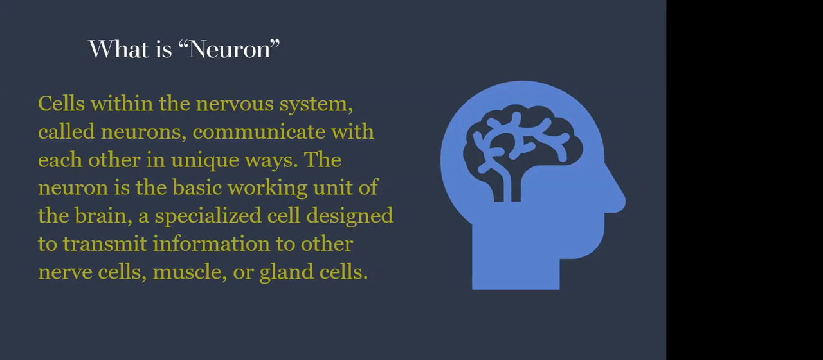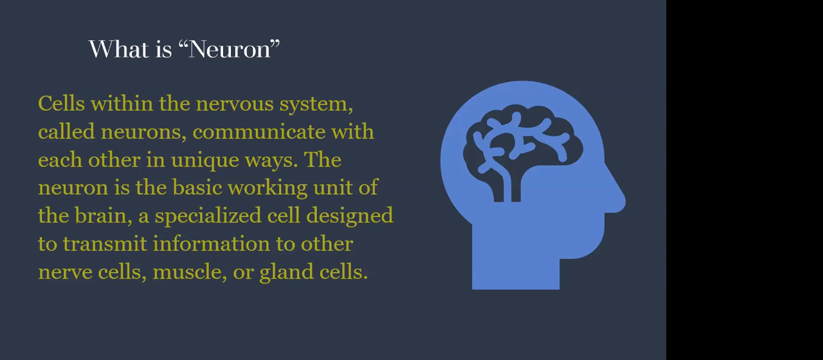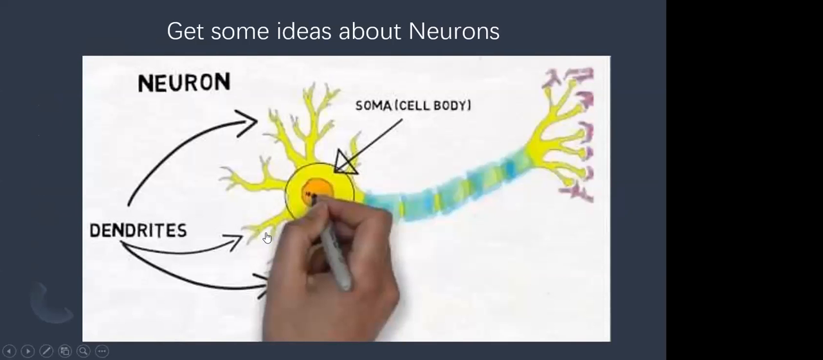Cells within the neural system, called neurons, communicate with each other in unique ways. The neuron is the basic working unit of the brain. A specialized cell designed to transmit information to other neural cells, muscles, or gland cells. Very good. Let's watch a short video to get some idea about neurons.